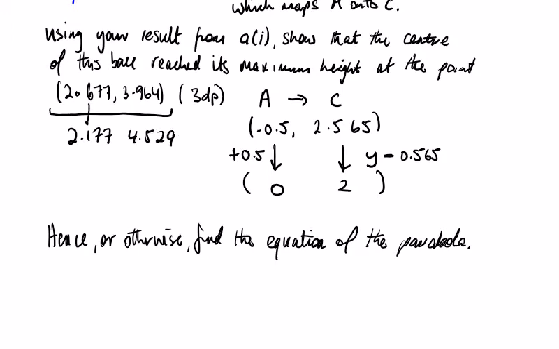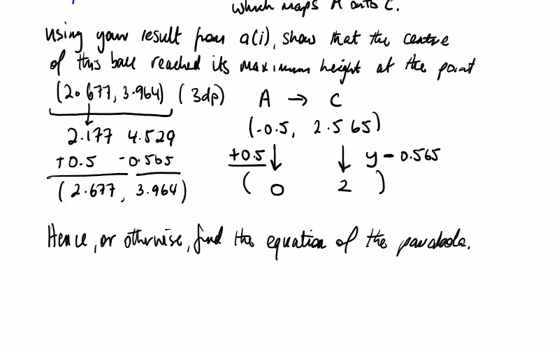What's happening here? X is going up 0.5, so we have to add 0.5 to my x to get 2.677. And for my y, I have to take away 0.565. That's going to give me 3.964, which are the values up above. So you can see here the translation maps it to this max height that they gave us in the question.